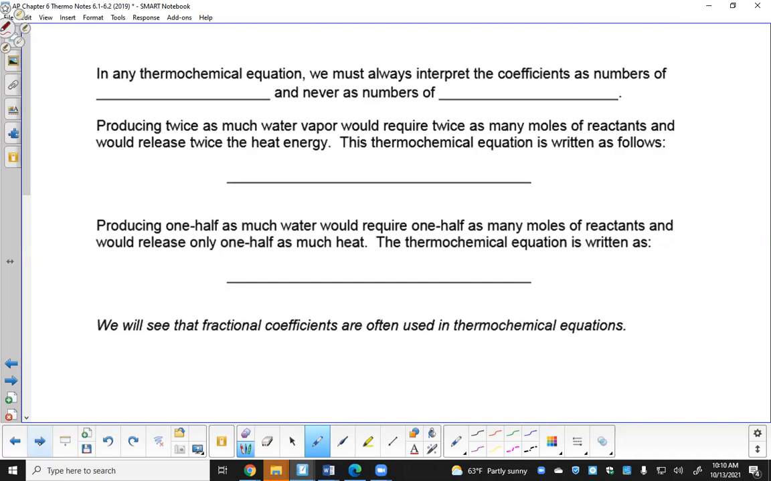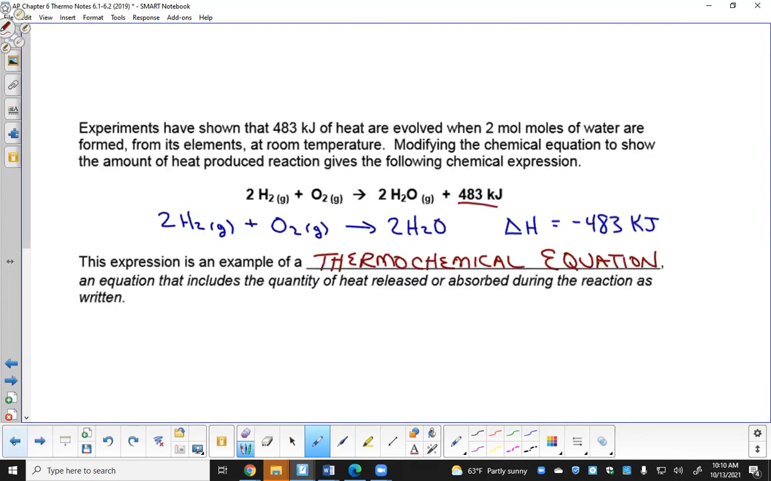In any thermochemical equation, when we look at the coefficients, we must interpret the numbers as moles of molecules. So when we look at the balanced equation here, for example, the magnitude of the energy that's given off is assuming that it's 2 moles of H2 molecules, 1 mole of O2 molecules, making 2 moles of water. And that's the energy when the mole-to-mole-to-mole ratio is true.